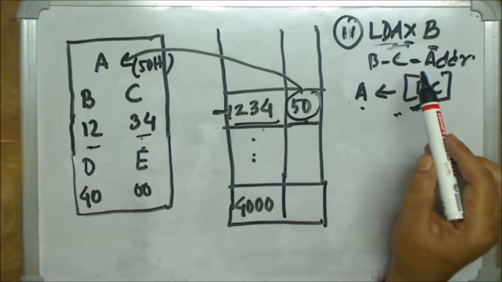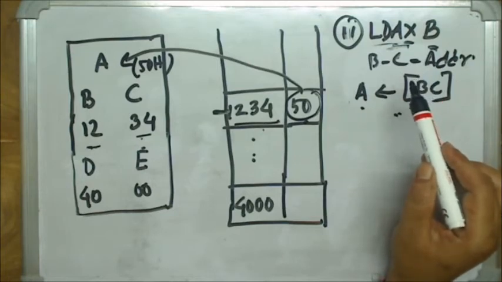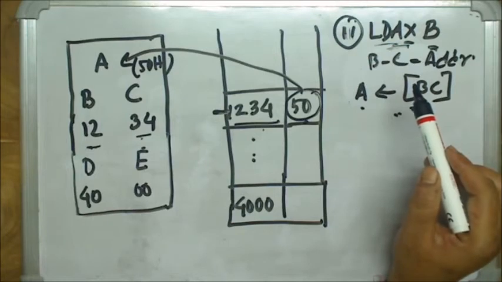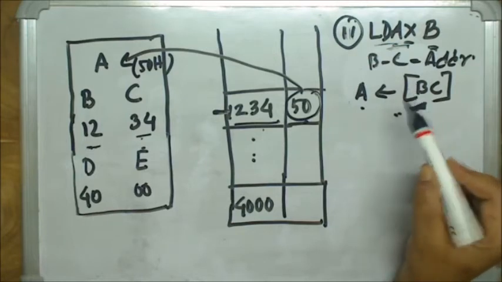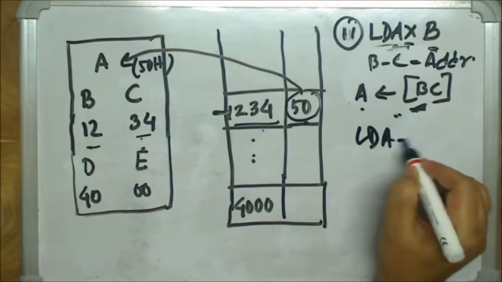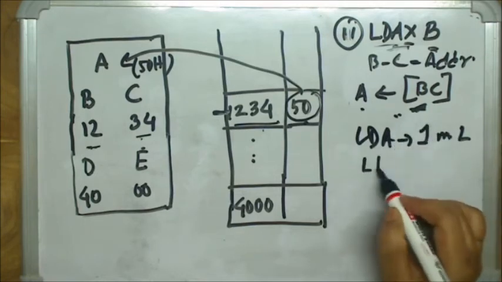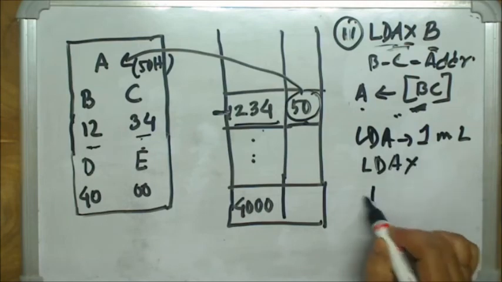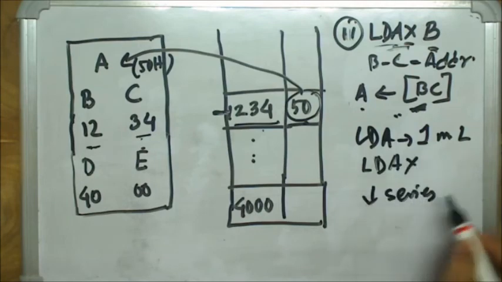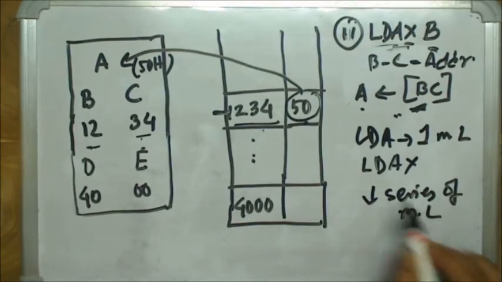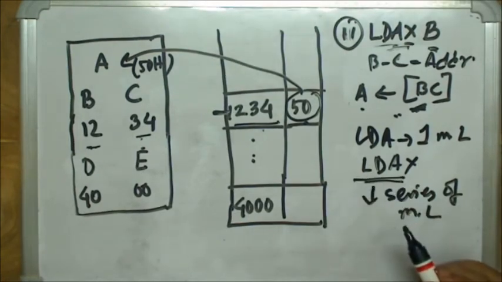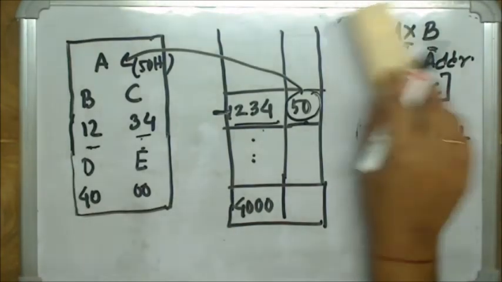Now what type is this? This is indirect addressing mode. Again, why are you using LDAX but not LDA? As discussed before, LDA can act on only one memory location. But if you want to access a series of memory locations, we have to use LDAX. We have told this in the addressing modes lecture.